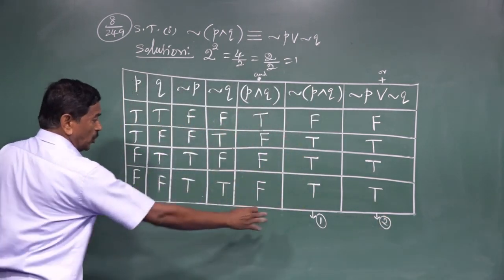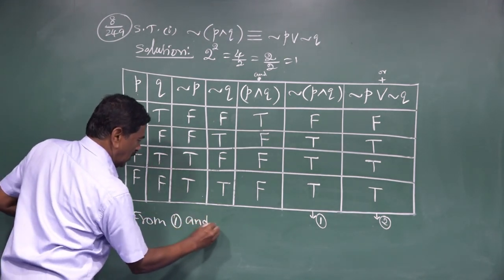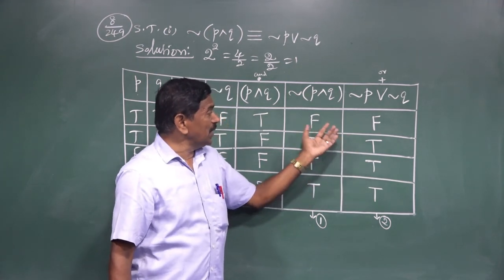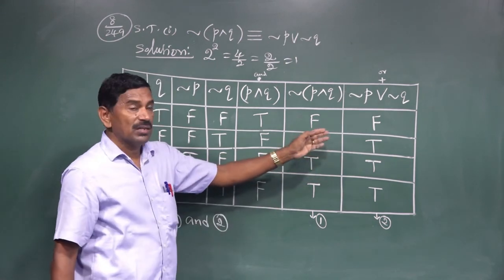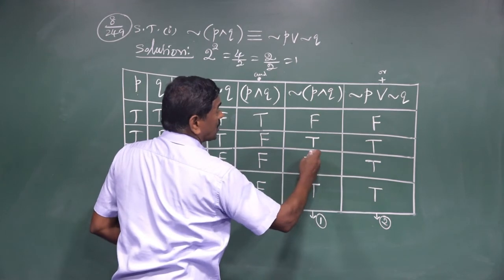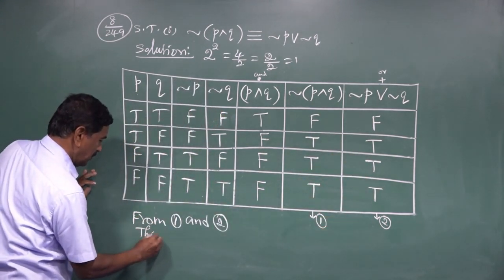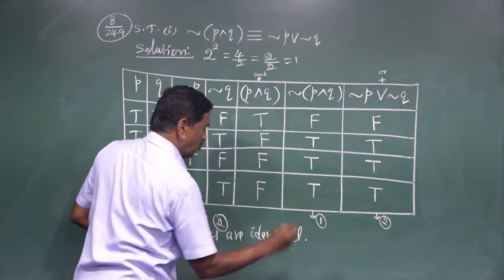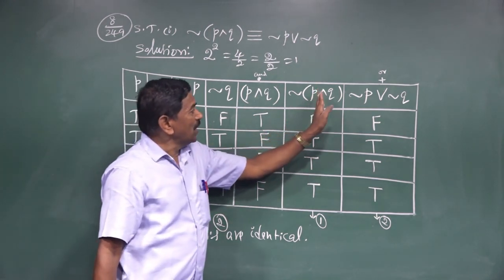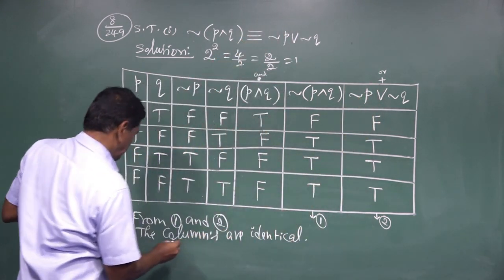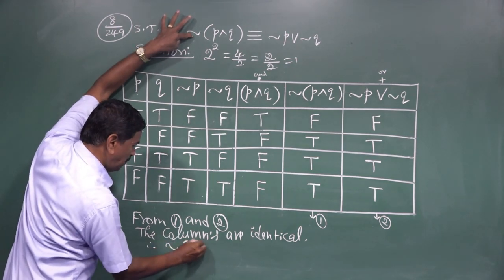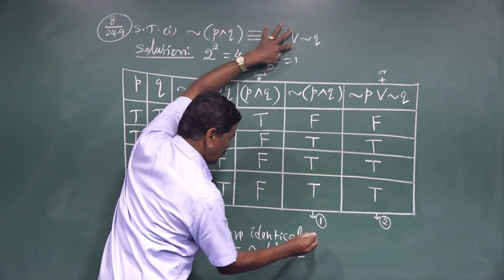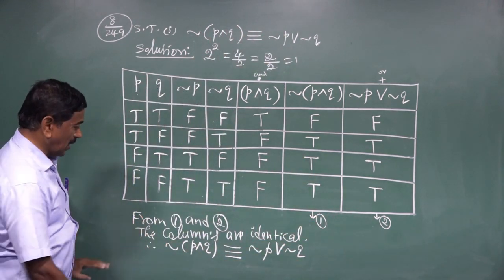From 1 and 2, that is the first column and the second column, it is clear that the columns are identical. Therefore, this LHS statement is equivalent to this RHS statement. Negation of P and Q is equivalent to negation P or negation Q. So, hence proved. That's all.